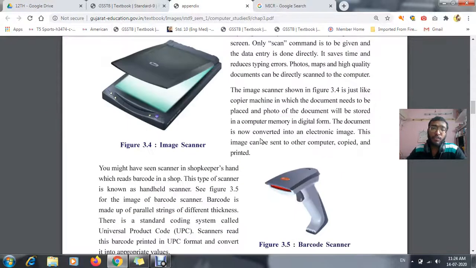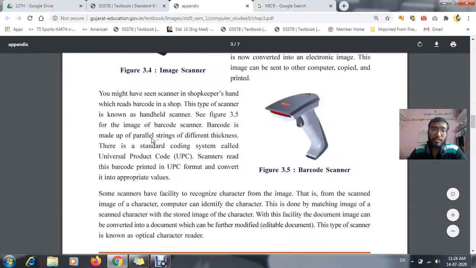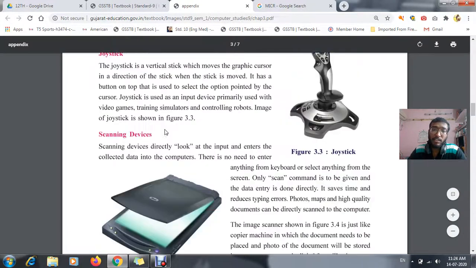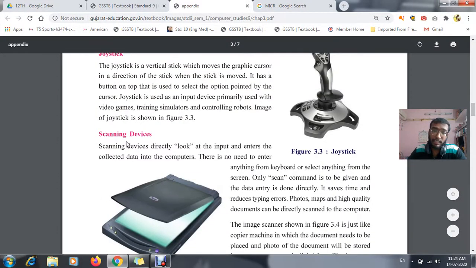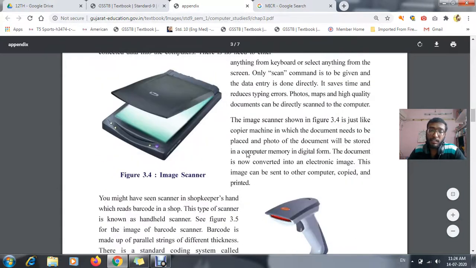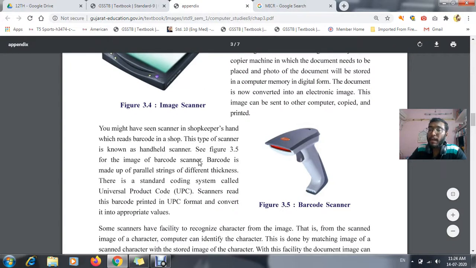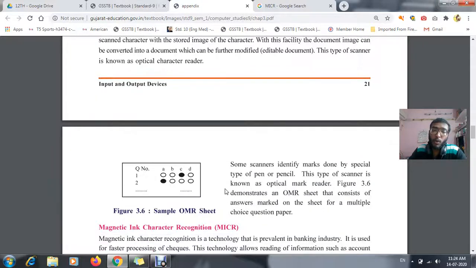Today we learned four topics. First is your joystick, second is your scanning device, third is your MICR, and next is your electronic card reader. As I told you, the joystick is used just for gaming purposes. Scanning devices include three different things. That is your image scanner, which is used in your Xerox machine. Next is your barcode scanner, which is used to scan our barcode stickers, and third is your OMR scanner, which is used to scan our OMR paper sheets.